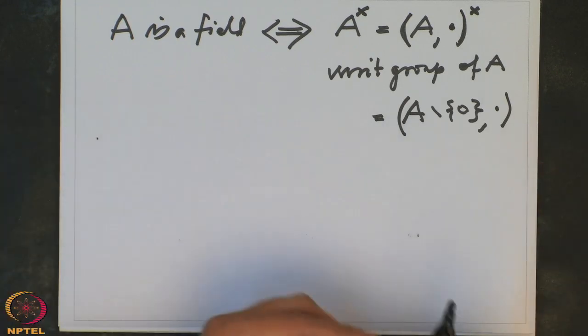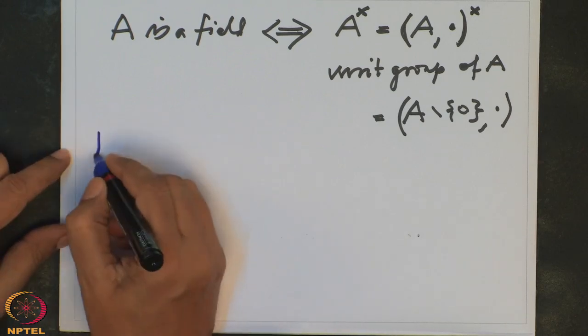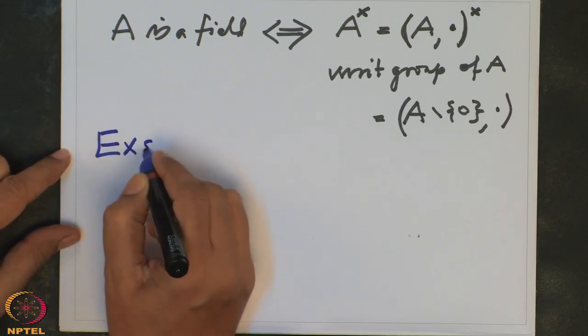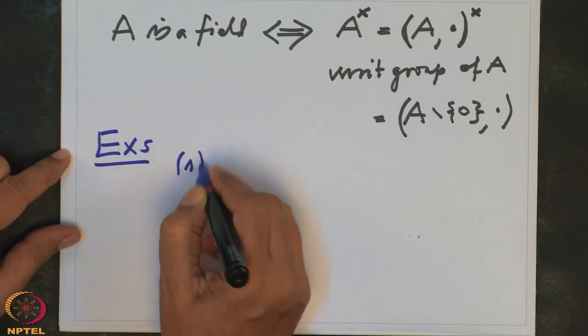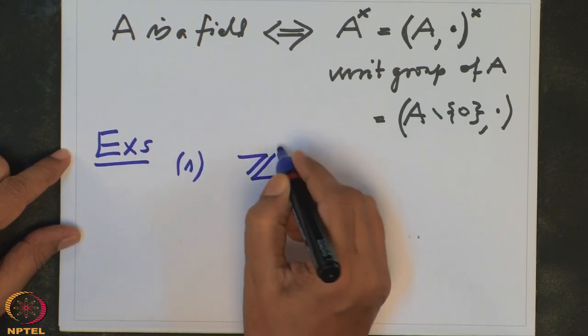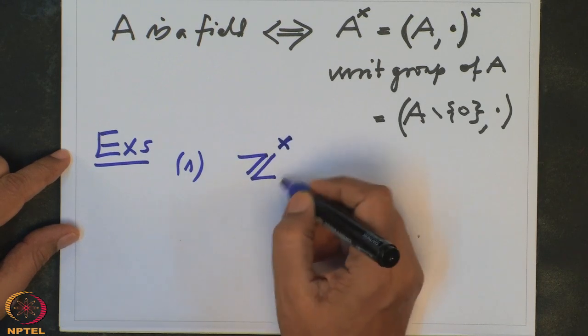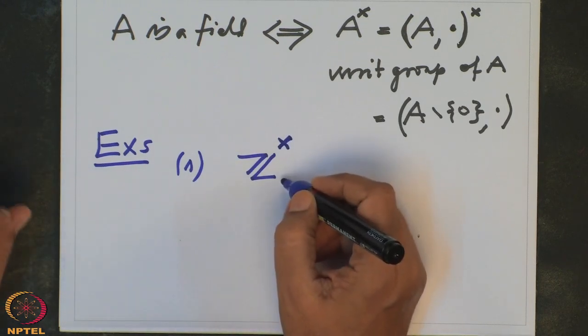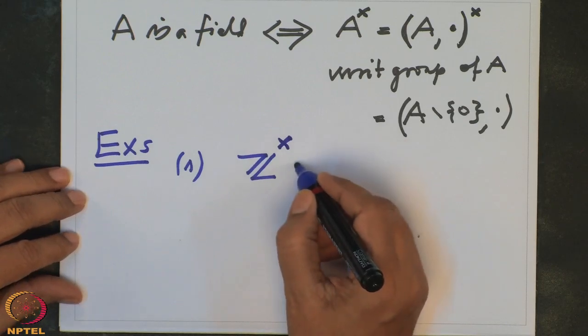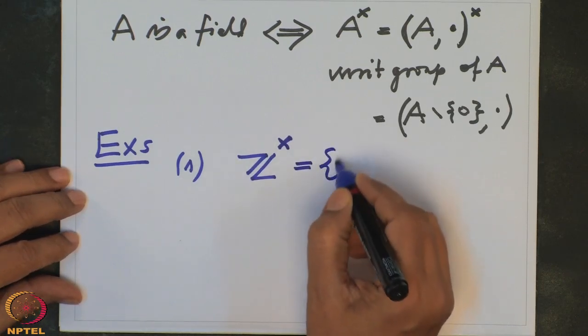For example, if you take the ring of integers and take the unit group, I do not have to write in the notation that I am talking about a unit group with respect to multiplication, because with respect to addition everybody is invertible, so the question does not arise. So, these are precisely plus minus 1.